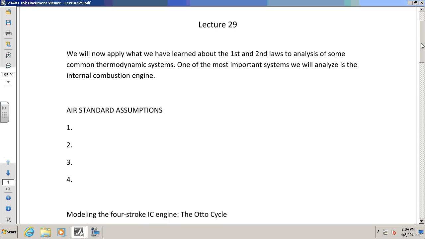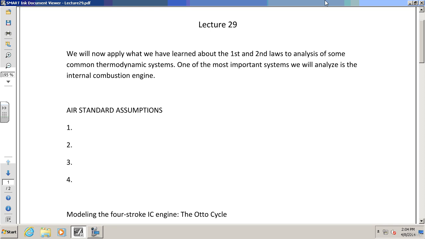So we're going to start applying now what we've learned about the first and second laws. And we're applying it to real systems. We're going to start with the internal combustion engine, and that's something that everybody can relate to, very, very important. So let's go over some basics of the operation of the internal combustion engine.